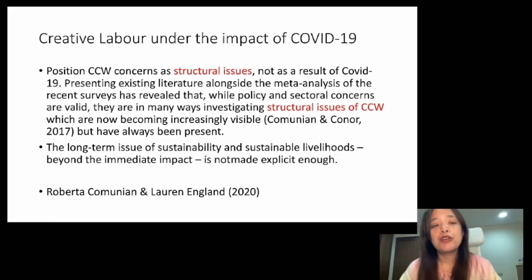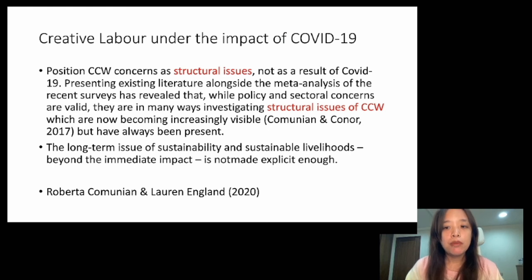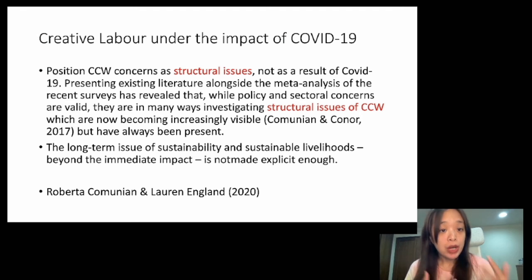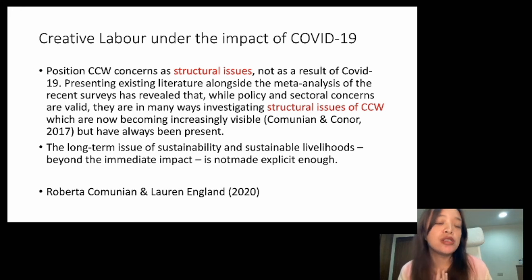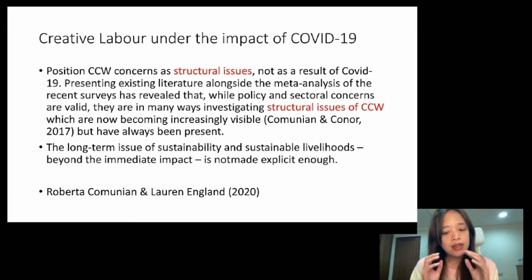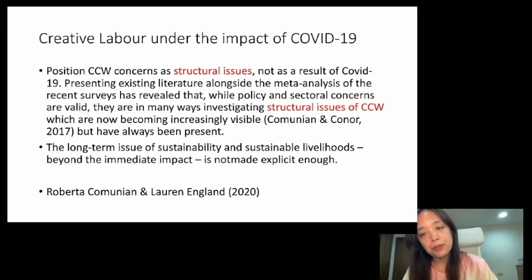For this part of the lecture, I would like to introduce you to some of the latest literature and discussion about creative labor. Lately, of course, COVID-19 has been the center of a lot of conversations, and creative labor is actually no exception. There have been a lot of reports, research, surveys and news articles about how vulnerable creative labor has become under the impact of COVID-19.